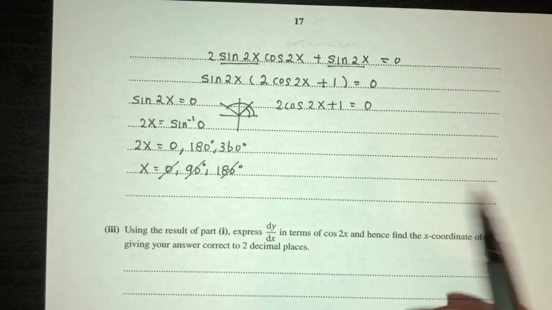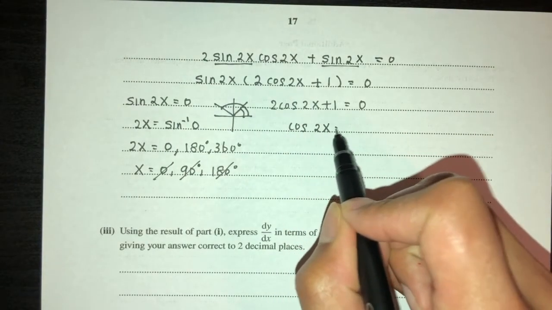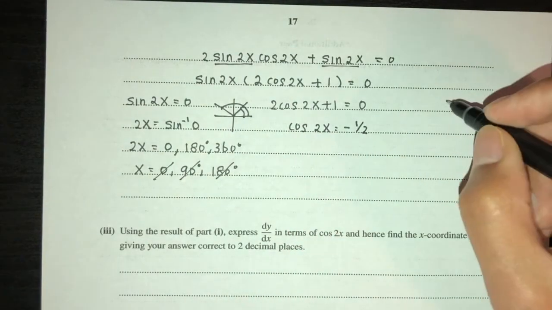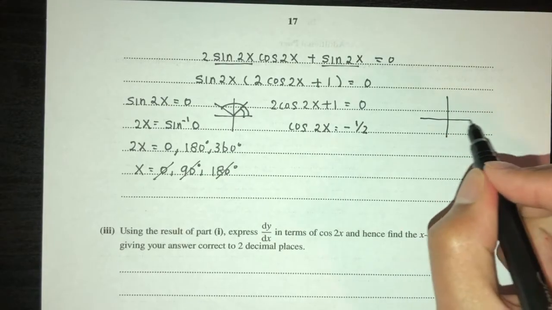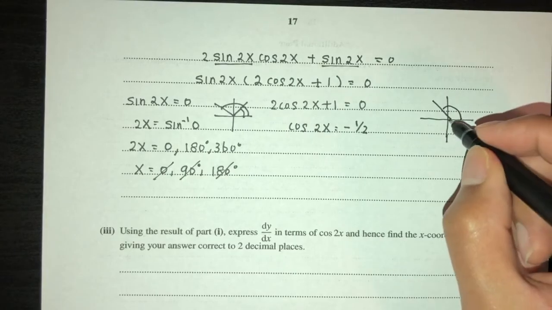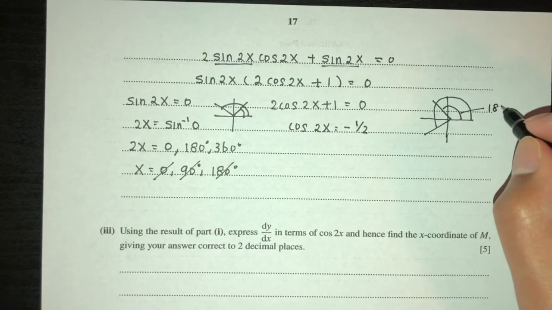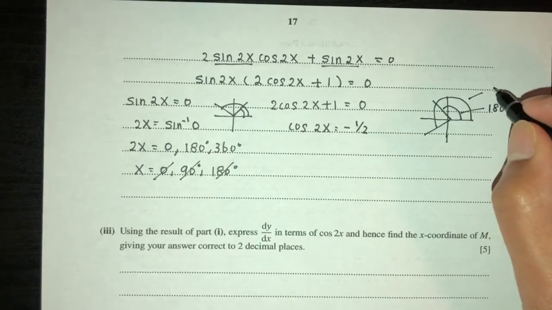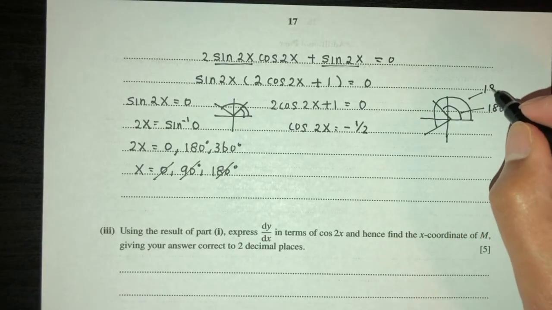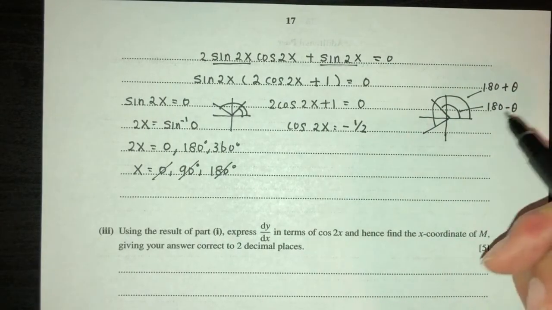Now for this one, we have cos of 2x is equal to minus half. Now when cos is negative, if you observe your quadrants, it will be in your second quadrant and your third quadrant. Now second quadrant is equal to 180 minus theta, and this is equal to 180 plus theta, right? So let's first find the value of theta.